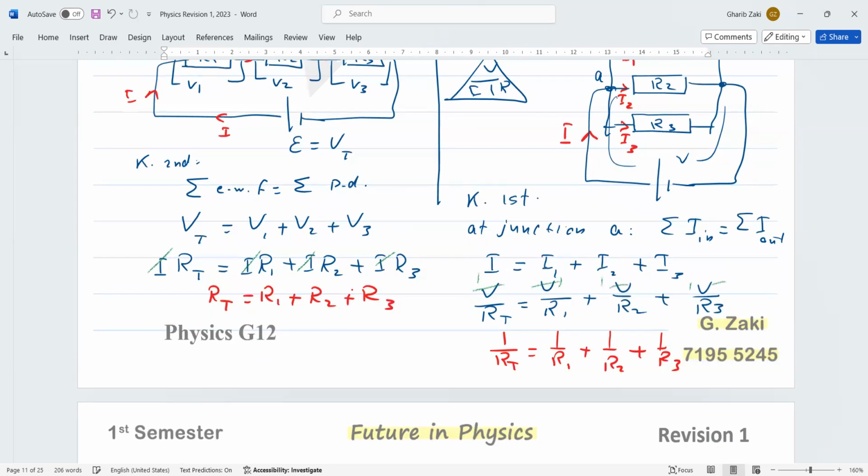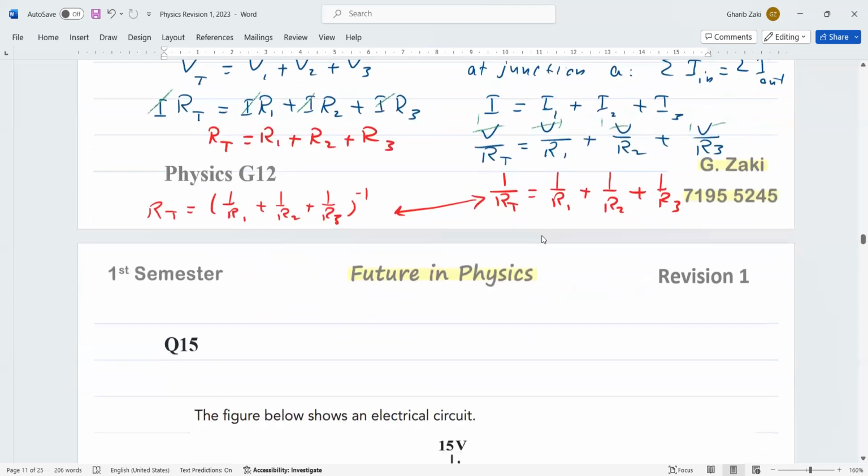Okay, but in calculations, we write R total equals 1 over R1 plus 1 over R2 plus 1 over R3, all to the power negative 1. This relation is the same, but this is easier for calculation. Okay, this is the second derivation.